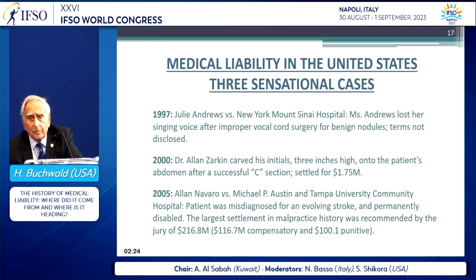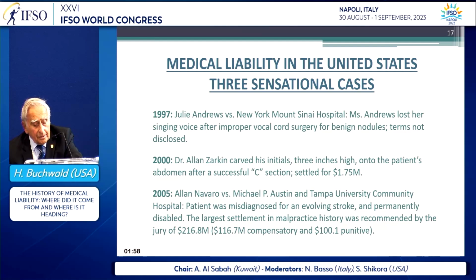1997, Julie Andrews, who's probably well known to all of us, who made her living with her singing voice, went to Mount Sinai Hospital in New York and had a bad operation on her vocal cords, and she lost her singing voice. She sued the hospital. A settlement was made. We don't know the amount.